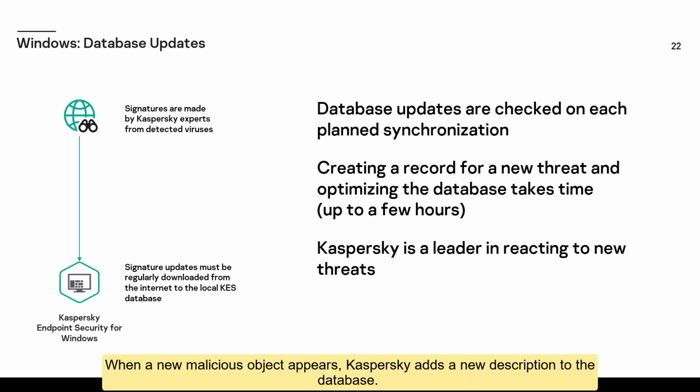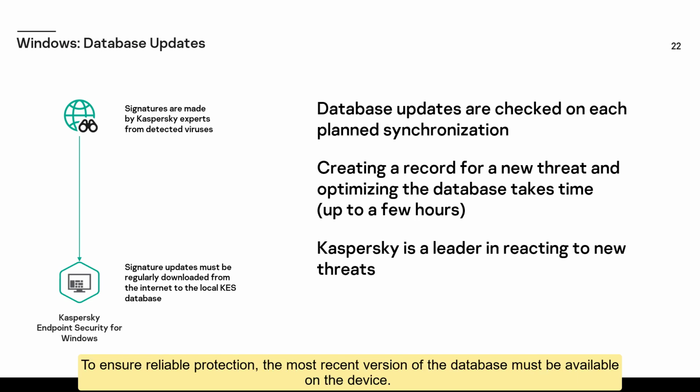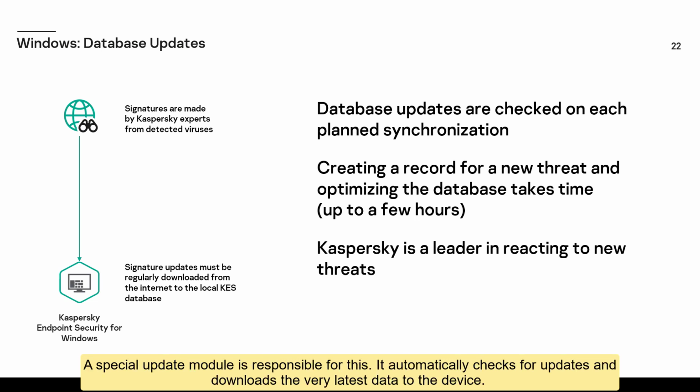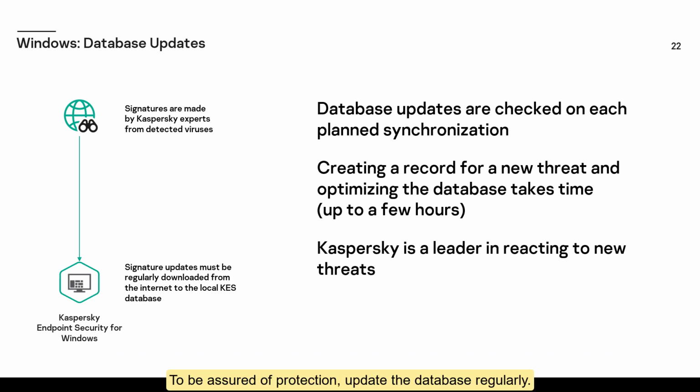When a new malicious object appears, Kaspersky adds a new description to the database. To ensure reliable protection, the most recent version of the database must be available on the device. A special update module is responsible for this. It automatically checks for updates and downloads the very latest data to the device. To be assured of protection, update the database regularly.